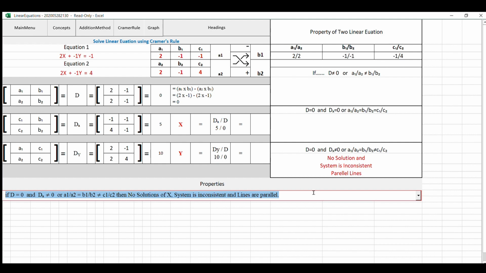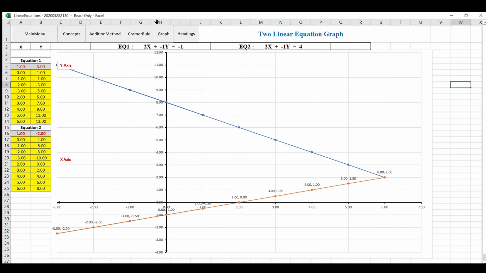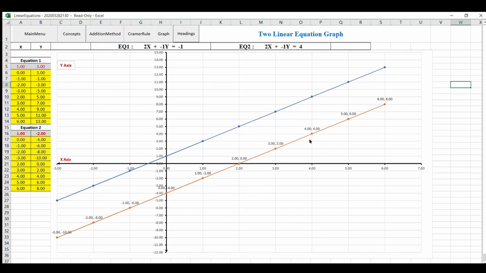Let's verify that. See, in this case, a1 upon a2 is 2 by 2, which is equal to 1. b1 upon b2 is minus 1 upon minus 1, which is 1. So a1 upon a2 is equal to b1 upon b2. But c1 upon c2 is minus 1 upon 4, so it is not equal. Did you see that? So that is the reason these lines are parallel. Now let's take a look at the graph. There you go. These are parallel lines.